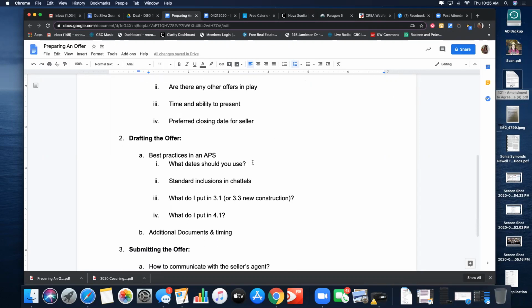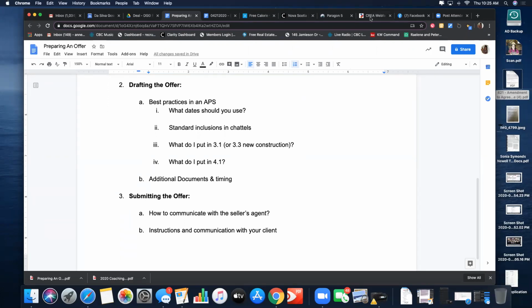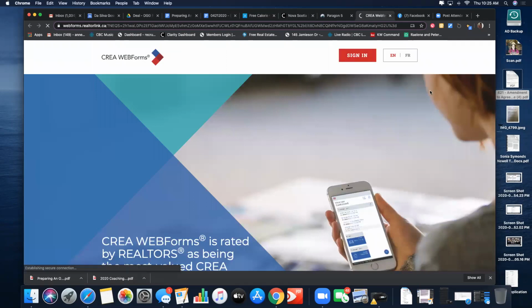So when we're talking about drafting the actual offer, what are some of the best practices in your agreement of purchase and sale? What dates should you be using? What are the standard inclusions that we would recommend in chattels? What do you put in 3.1 or 3.3, which is the new construction one? Those are the seller's obligations. And what do I put in 4.1 for buyer's obligations? So we're going to just quickly look at a draft open agreement of purchase and sale and take a peek.